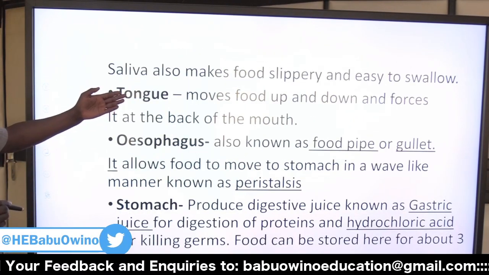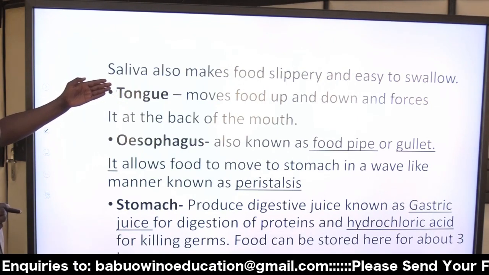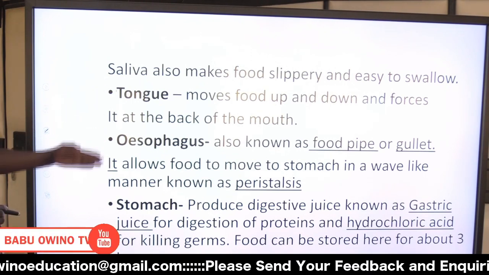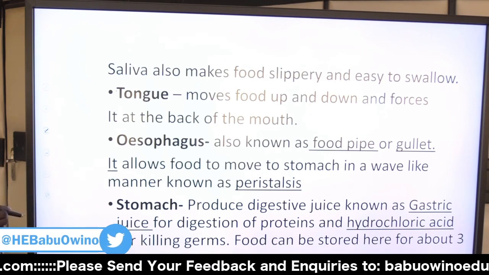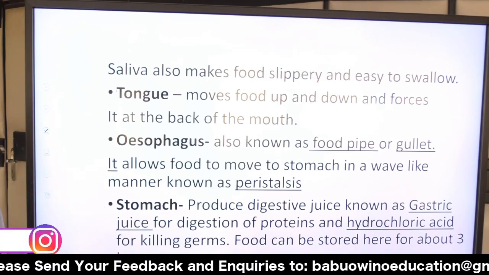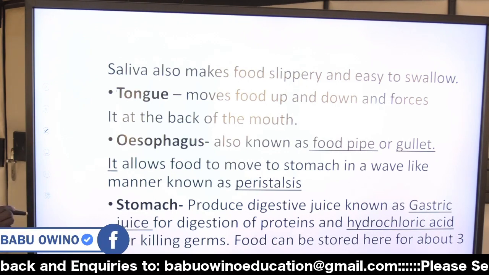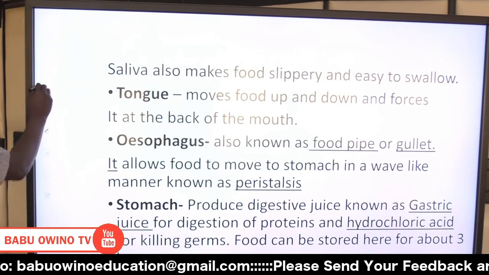We have tongue, which moves food up and down and forces it at the back of the mouth so that we swallow it. Our esophagus is known as food pipe or gullet. It allows food to move to the stomach in a wave-like manner known as peristalsis. Then stomach produces digestive juice called gastric juice for digestion of proteins, and also hydrochloric acid for killing germs.